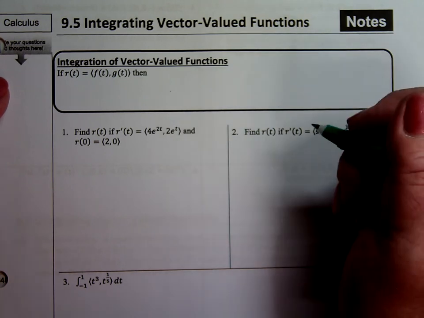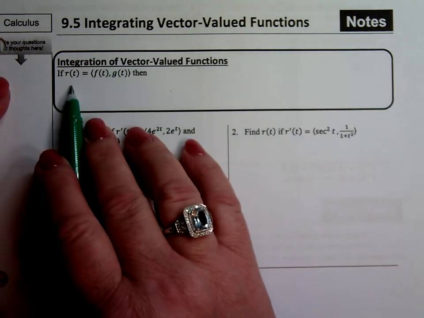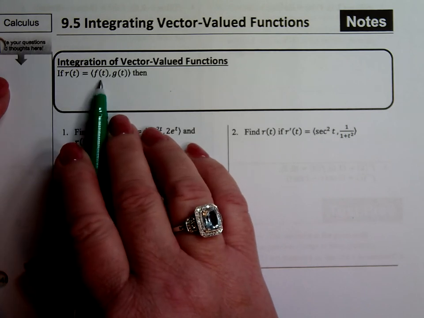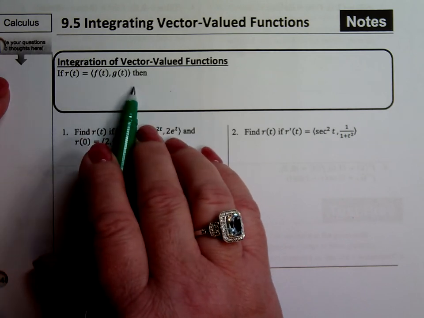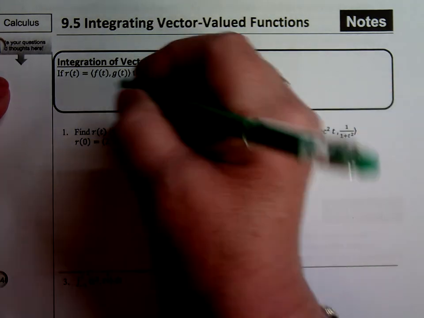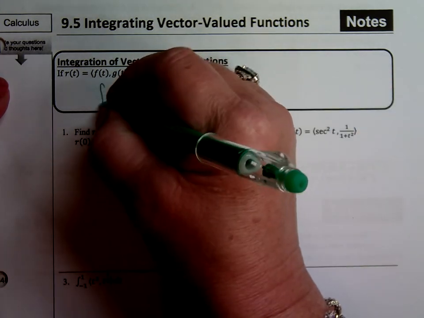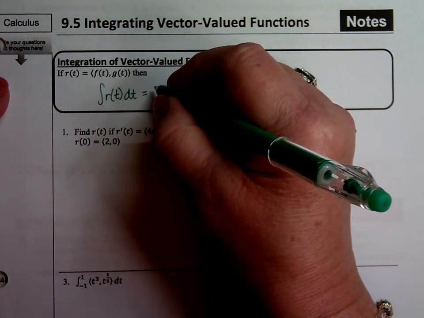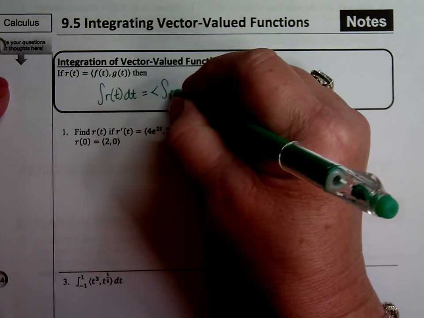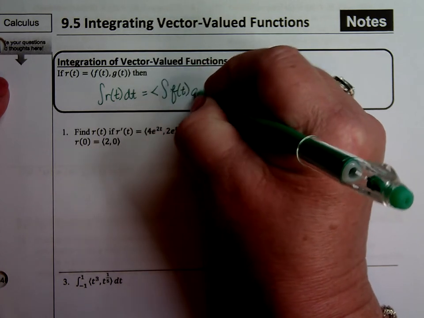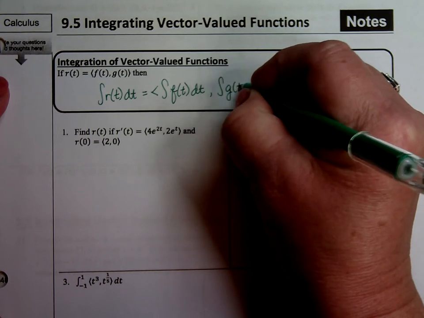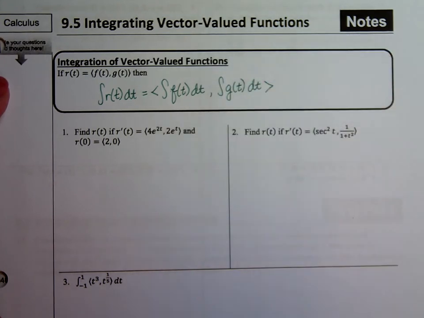But anyway, if I've got a function and my function is r of t, it's a vector valued function where the x component is f of t and the y component is g of t. Then if I want to integrate them, the integral of r of t dt would be the vector that's created by the integral of f of t dt and the integral of g of t dt into a vector form. So it's just find the integral of each piece.